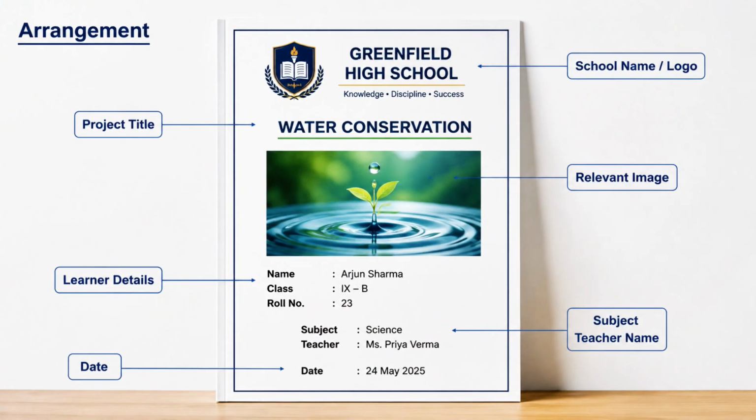Now let us discuss the arrangement of the first page. A front page should have a clear visual order. The school name and the logo may appear at the top, and then the project title should be the most noticeable text, so it should be in bold. The learner's details, the subject, and the teacher's name, and also the submission date can then be arranged below the title. So you need to leave enough space between the different sections. Between one section and the next, you leave enough space. Do not squeeze everything together, and do not place information too close to one another or at the edges of the page. Let them be at the center of the page.